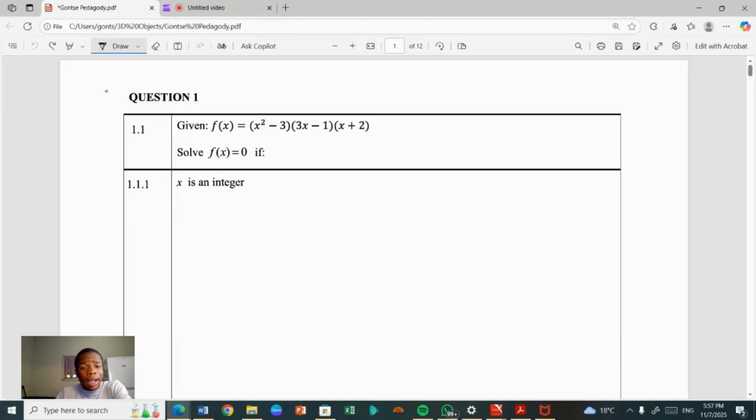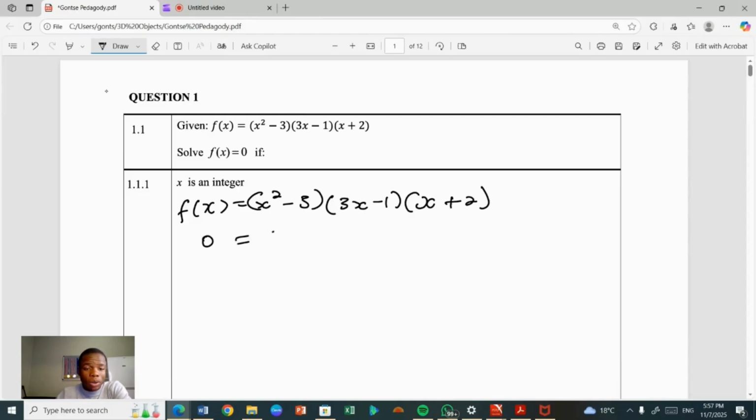So let's start with question 1, which is: we have f of x is equal to (x squared minus 3) into (3x minus 1) into (x plus 2). They said solve f of x is equal to 0, right? So here 0 is equal to (x squared minus 3) into (3x minus 1) into (x plus 2), but solve for x if x is an integer.